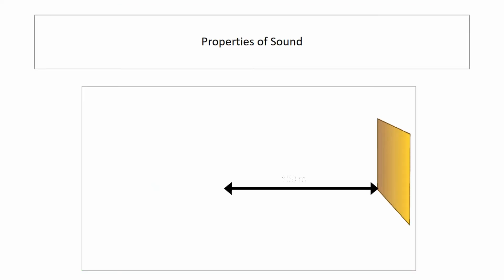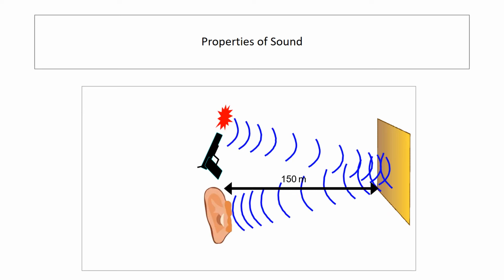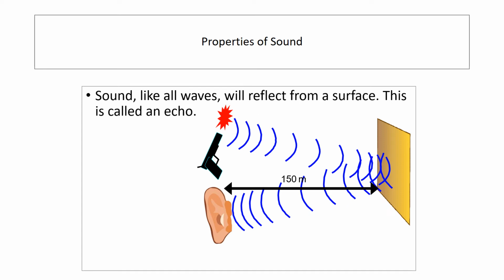So when we think about the properties of sound, it can also be reflected off of surfaces. And this is very much what we would explain as an echo. You can use echoes to determine distance. You just have to double the distance, okay?